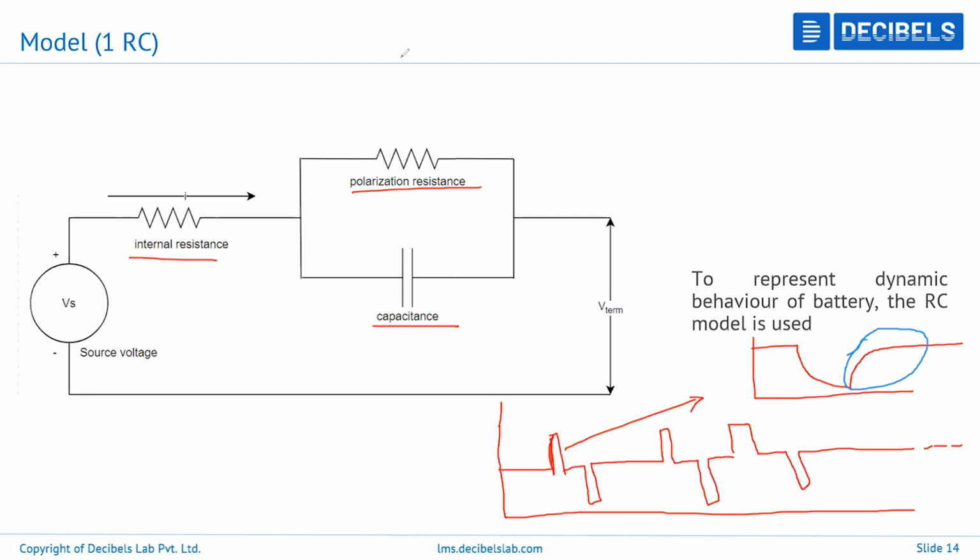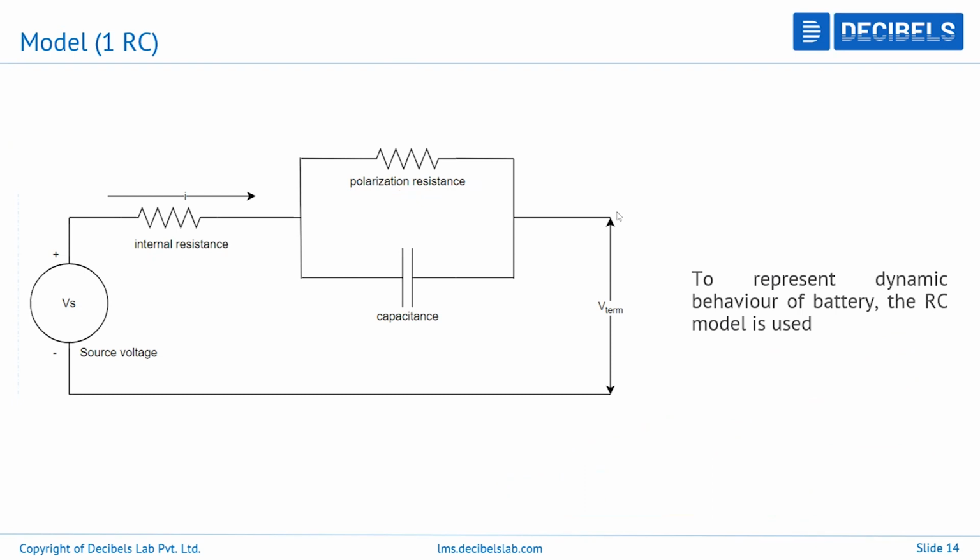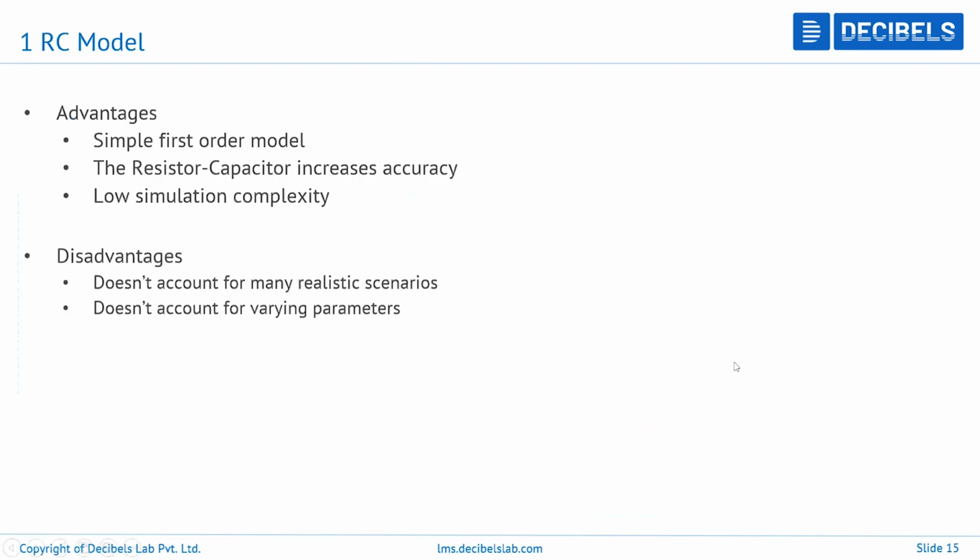Since these are all data driven, they require some amount of data from testing to be utilized here. Previously we saw that none of this was required in the R int model. This particular model captures the dynamics of the cell, and it is able to represent it in a more decent and more realistic way. The RC model is far more realistic than the RINT model. Here it is a simple first order model. Previously it was a linear model; this is a first order model.